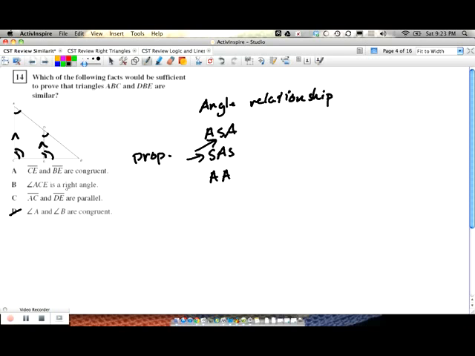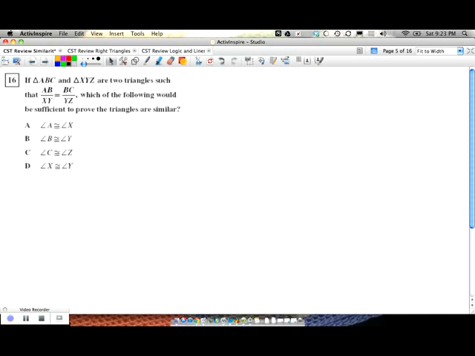Would anything else have helped me out? A and B being congruent, that doesn't really help me. ACE being a right angle, even if that was a right angle, what if DEB was not? What I'm really looking for is those two lines to be parallel. Alright, let's look for the next one.